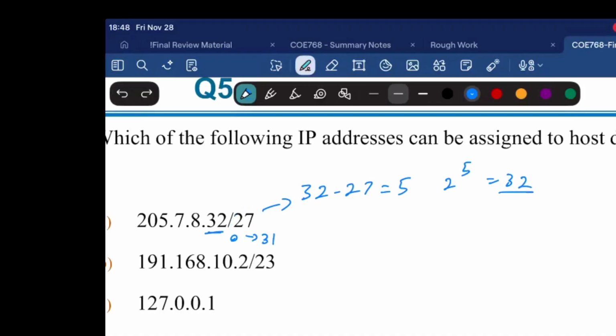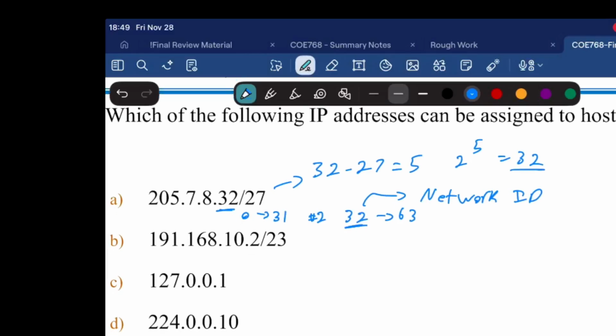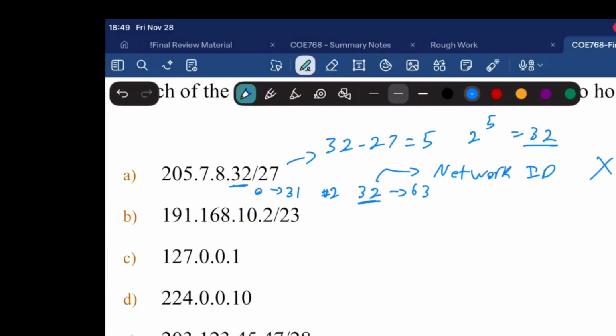When you move on to the second one, you would get the range from 32 going up to 63. So given that 32 is the first address within the second range that we have deduced, we know that this is a network ID. Therefore, host cannot be assigned to it. I won't write it down for everyone, but therefore we can ignore this first one.